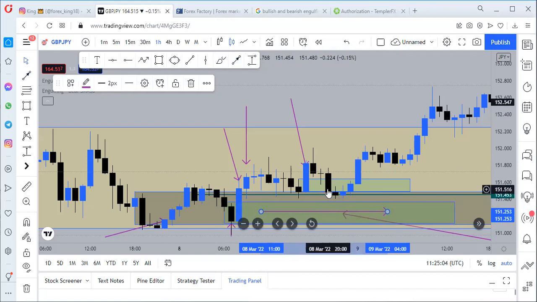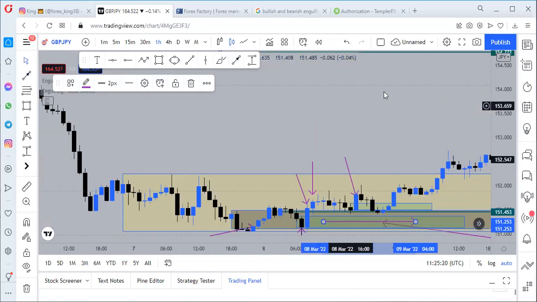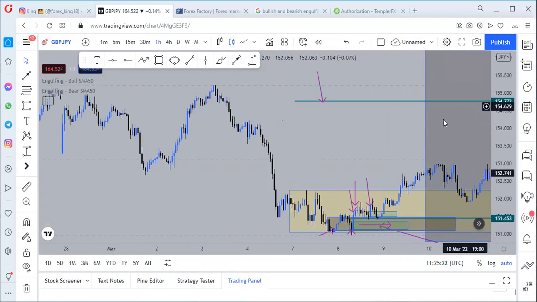You understand? Even if this zone is to be broken, it doesn't matter. But still, already we have seen confirmation here. We have seen confirmation of two strong bullish engulfing candles. Also a confirmation of double bottom. You take a buy and you leave it to run. Let's see how many pips it went.